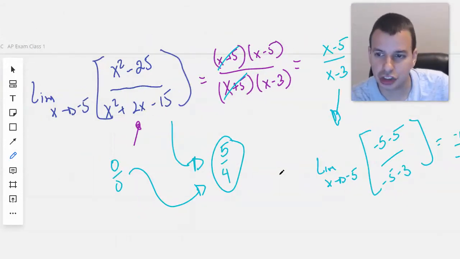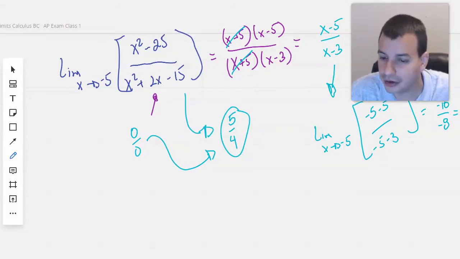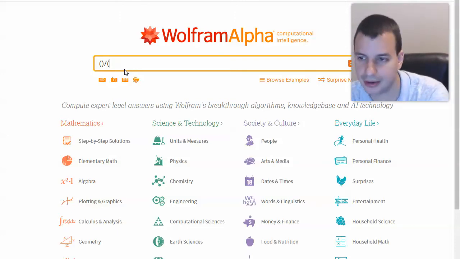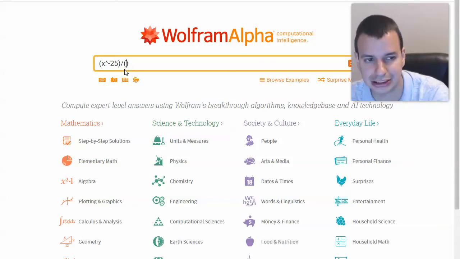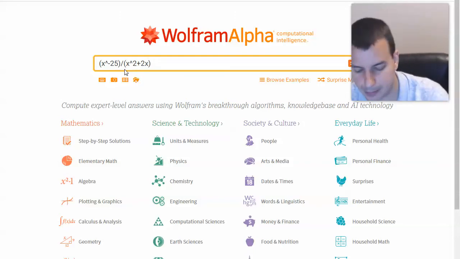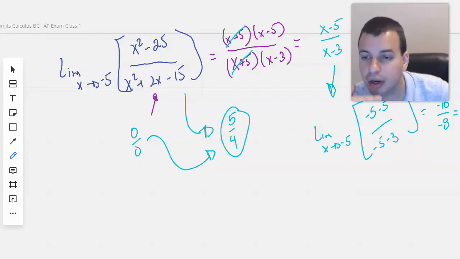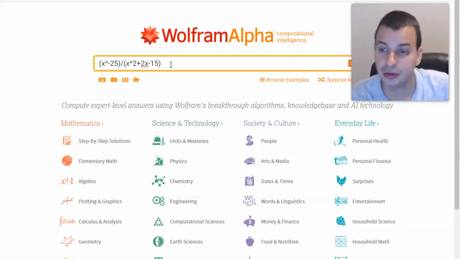Now let's take a look at this graph real quick. For that, we'll use Wolfram. I love Wolfram. We'll do a top and a bottom. We'll do an x squared minus 25. Then on the bottom we have, what were our two? Do I remember? It was x squared plus 2x, I think that's 2x, minus 15. All right, so let's check real quick. X squared plus 2x minus 15. Okay, excellent. And so we have this graph.